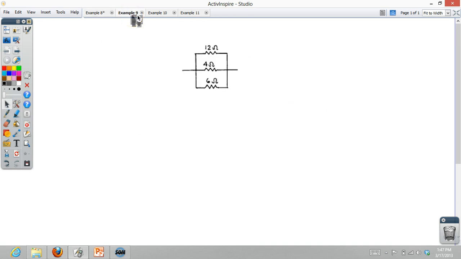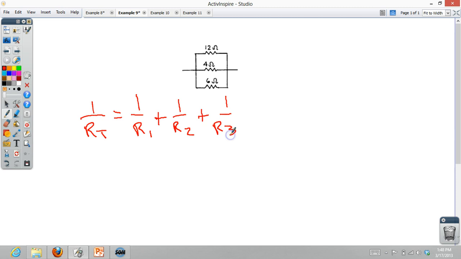In example number 9, it says find the total resistance of the same 3 resistors now connected in parallel. This one's a little bit more difficult because we don't just add the 3 together. Instead, we use a different equation, and the equation we're going to use here is 1 over the total resistance will be equal to 1 over the first resistor plus 1 over the second resistor plus 1 over the third resistor. Let's go ahead and do that.